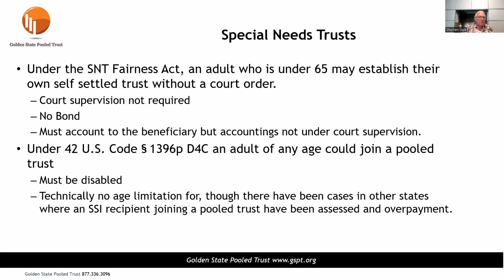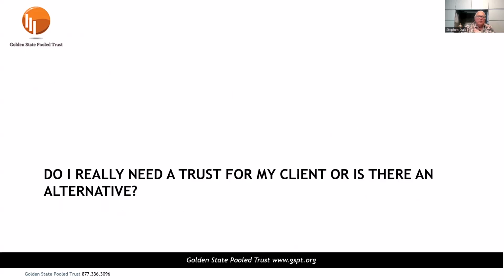Under federal law for a D4C trust, once again, must be disabled here, but technically there's no age limitation for these things. Although there have been cases in other states, this is yet to happen to us in California, where folks have been knocked off of SSI in a pooled trust here. I've yet to have that happen to GSPT, but once again, there is a possibility.